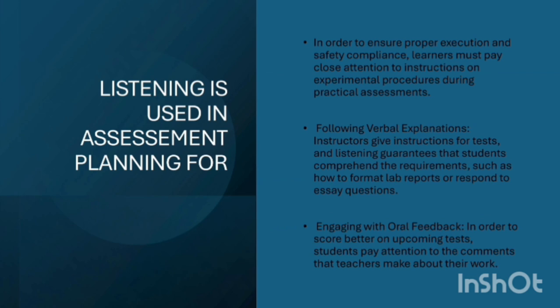In order to ensure proper execution and safety compliance, learners must pay close attention to instructions on experimental procedures during practical assessment. It is also used in assessment planning for following verbal explanations and for engaging with oral feedback. In order to score better on upcoming tests, students pay attention to the comments that teachers make about their work.